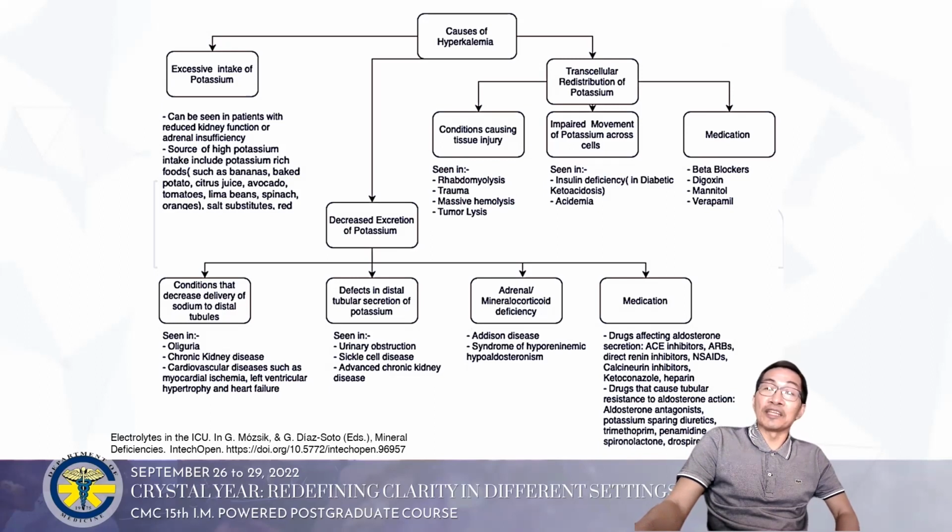And then again, you have medications that can cause a decrease in excretion of potassium. Drugs that affect your aldosterone secretion, your ACE inhibitors, your ARBs, your NSAIDs, ketoconazole, heparin, and drugs that cause tubular resistance to aldosterone action, like your aldosterone antagonists, potassium-sparing diuretics, trimethoprim, spironolactone, and the like.